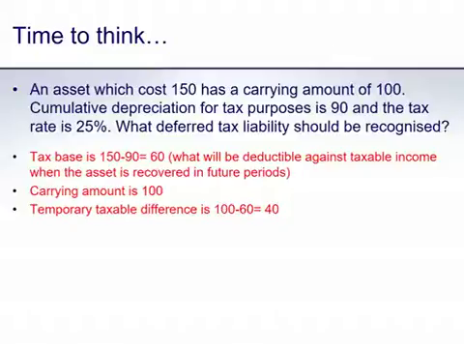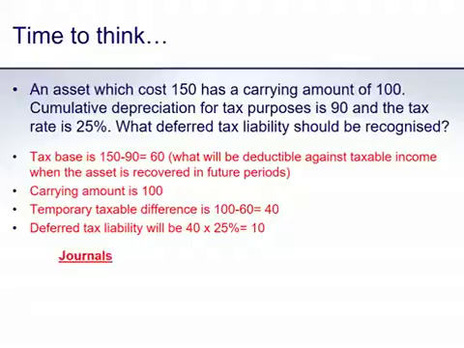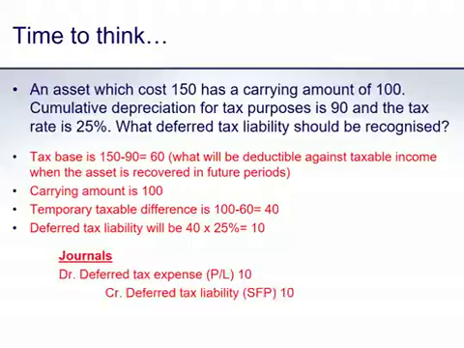40. On the 40, we multiply that by 25%, the currently enacted tax rate, which gives us a deferred tax liability of 10. The journal entry to record this deferred tax will be a debit to deferred tax expense in profit or loss of 10 and a credit to deferred tax liability in the balance sheet of 10.